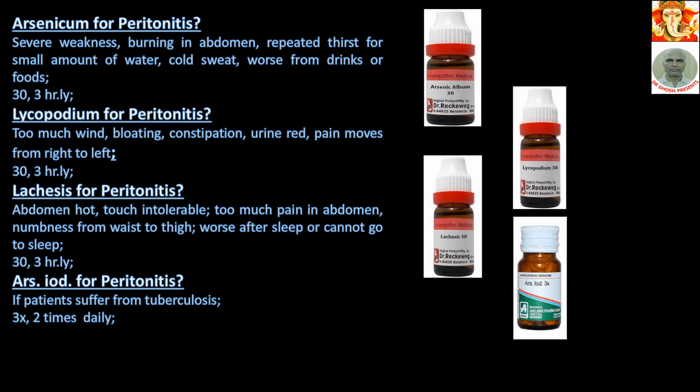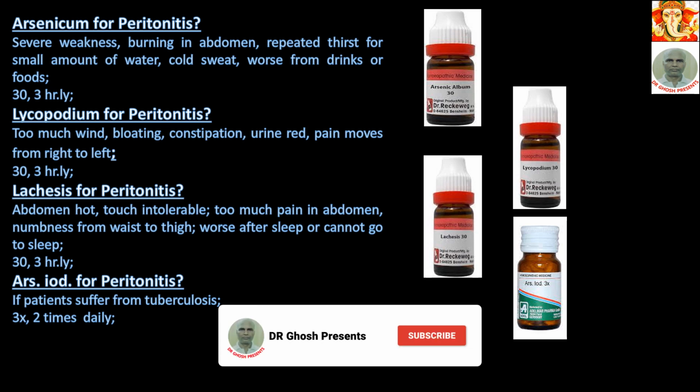Lycopodium clavatum, Lycopodium in short, for peritonitis: too much wind, bloating, constipation, urine red, pain moves from right to left. Lycopodium 30, 3 hourly.